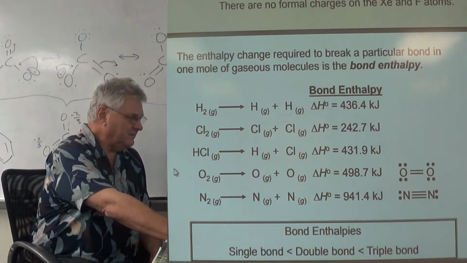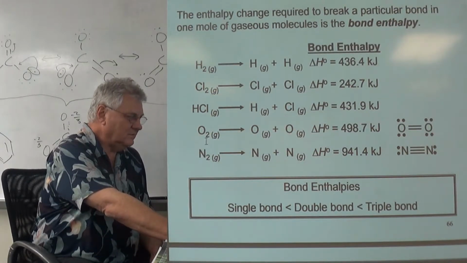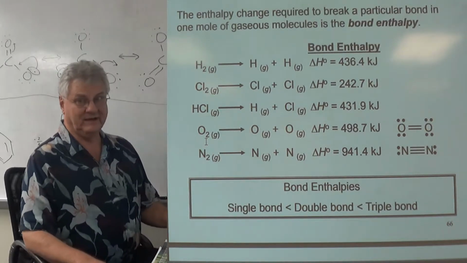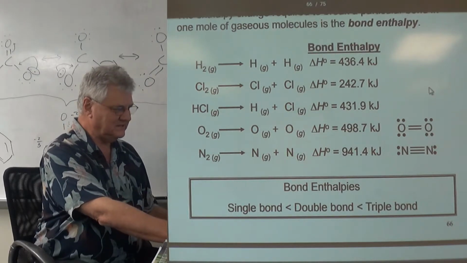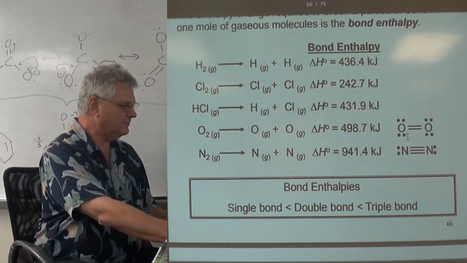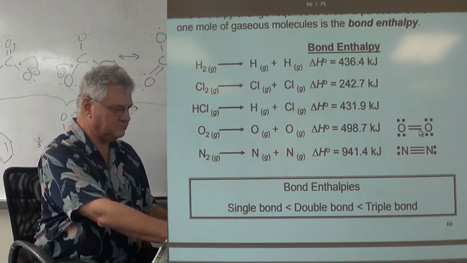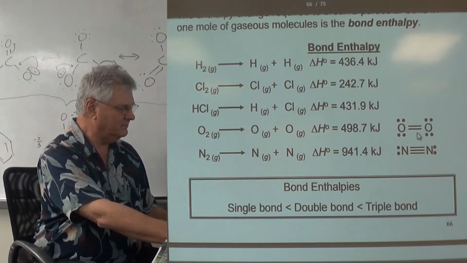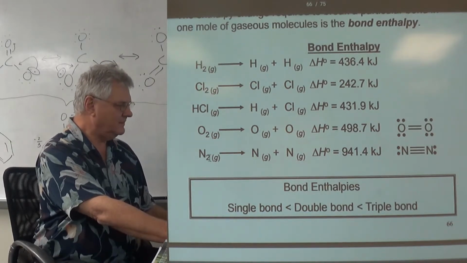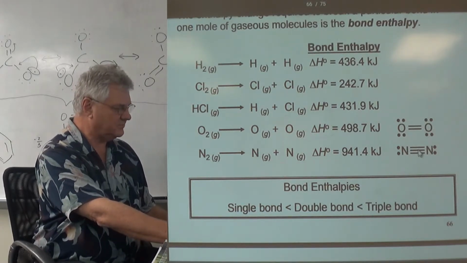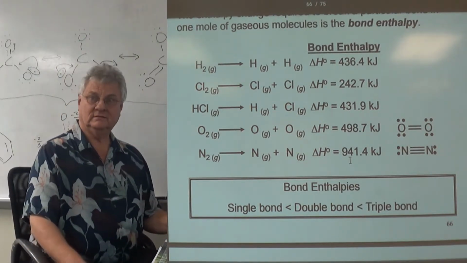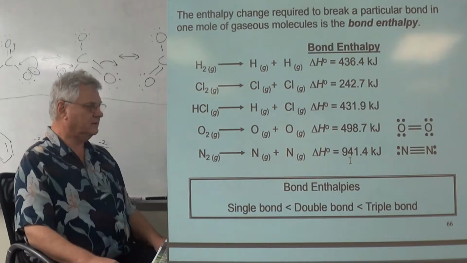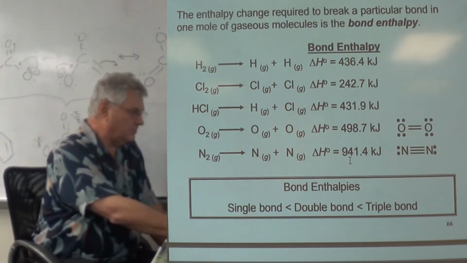Notice that we think of oxygen, at least right now, until we learn that it's wrong, as having a double bond when we have oxygen gas. And it takes more energy to break a double bond than a single bond. And then nitrogen especially, it's got a triple bond, and look how high its bond enthalpy is. It takes even more energy to break a triple bond than a double bond.